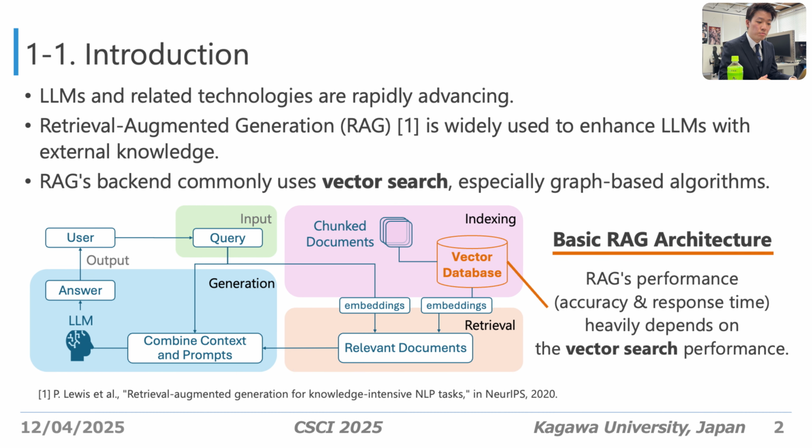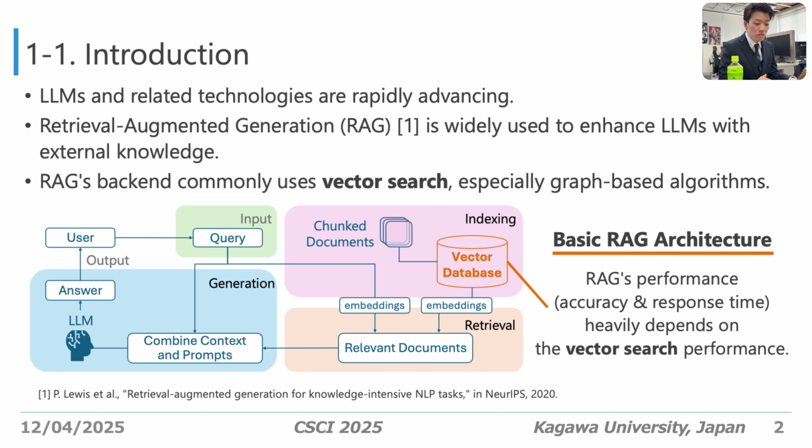First, let me introduce the background. Recently, large language models, or LLMs, are advancing rapidly. However, LLMs sometimes lack specific knowledge. To solve this, RAG, or retrieval augmented generation, is widely used.